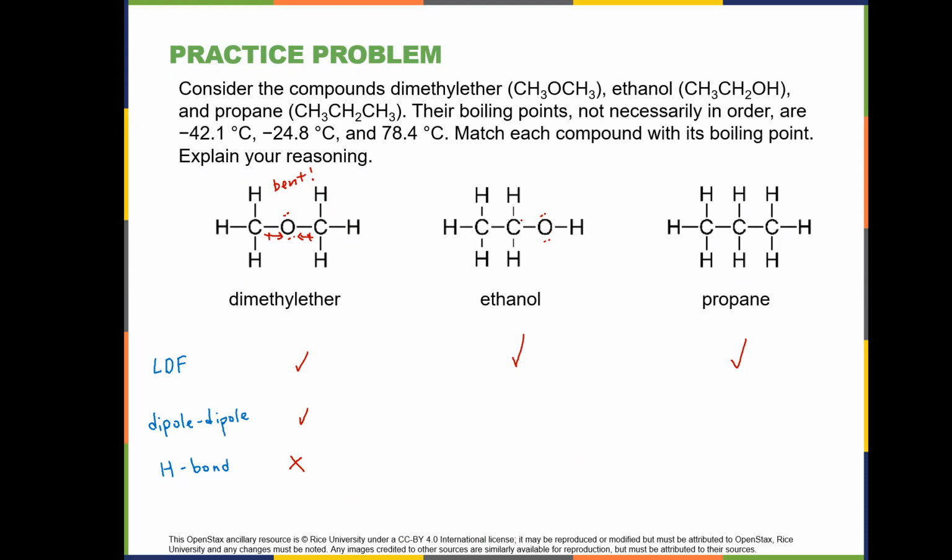Looking at ethanol, here we have a polar bond pointed towards oxygen, polar bond pointed towards oxygen. And again, we have this bent geometry due to these lone pairs. And so this molecule is going to be polar, and therefore we do have dipole-dipole forces. In terms of hydrogen bonding, we have a hydrogen, and it is attached to our oxygen. And so, yes, we will have hydrogen bonding between one ethanol molecule and the surrounding ethanol molecules.